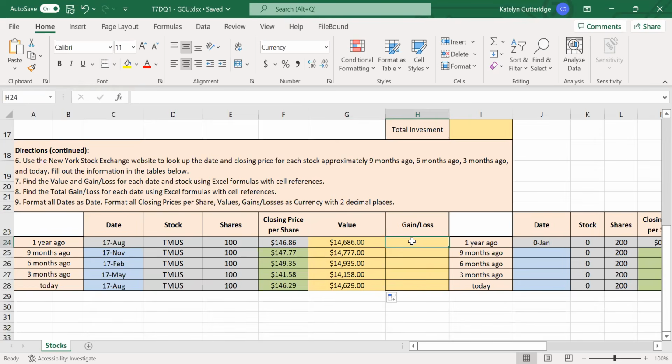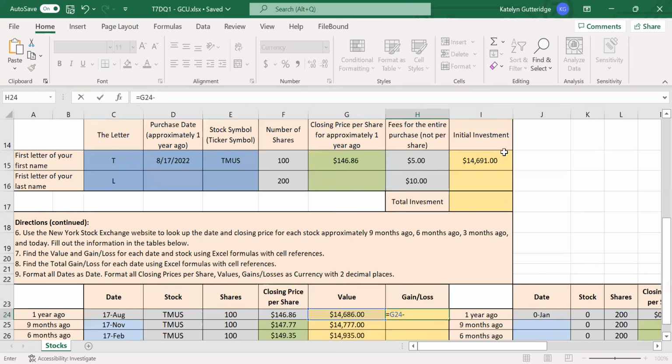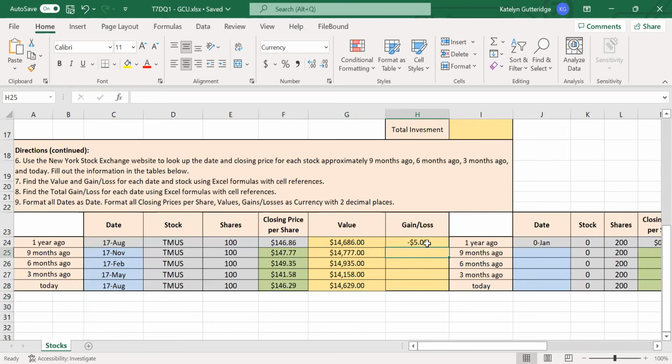Now that we know the value, we want to figure out how much did we actually gain or lose compared to when we originally bought the stocks. So we originally bought these stocks 1 year ago. So we want to determine at each increment of time, how much money did we actually gain or lose? So we want to take the value minus the initial investment. So start with my equal sign, take the value minus the initial investment. And this will tell me at this time how much I gained or lost.